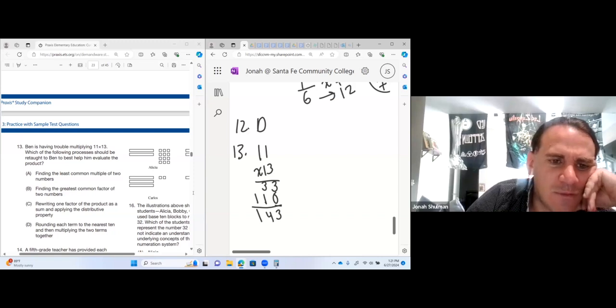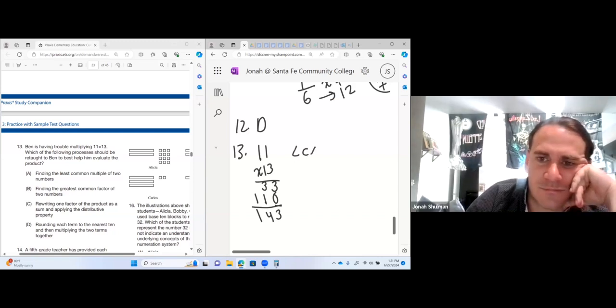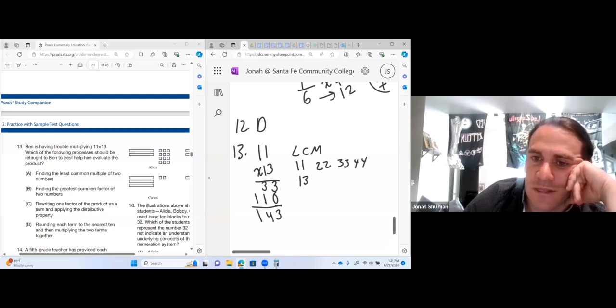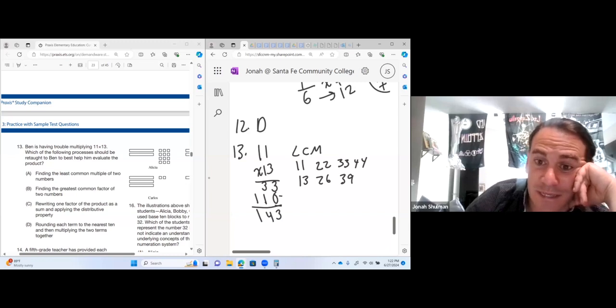A is finding the least common multiple of the two numbers. I don't think that helps us. When did these two numbers match? We'd have 11, 22, 33, 44, and the other one we'd have 13, 26, 39, etc. We would just see where they match. I don't like A. I think A is not going to be the best to help them out.